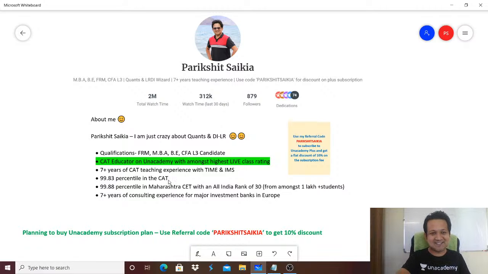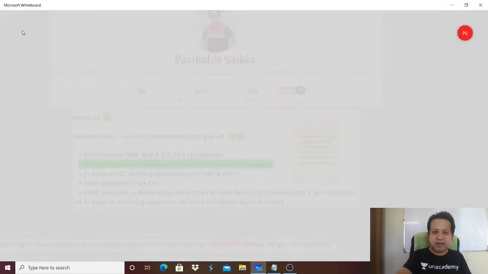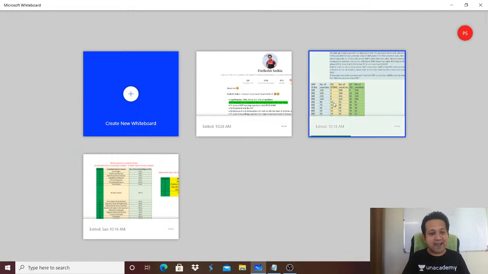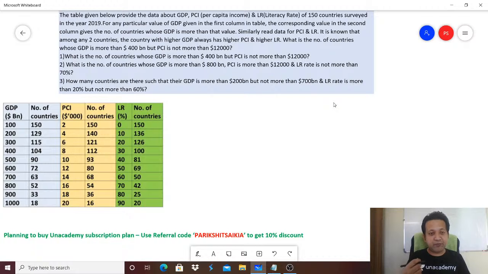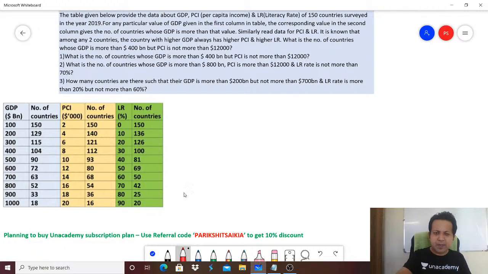Let's get started. So I call it the box approach, box and line approach of solving difficult LRDI caselets. A very unique way, but it comes in really handy. Box and line approach is what we are going to discuss in this session. So let's look at a caselet which is really difficult, but if you apply this method, it's going to be really fast. Let's look at the question.